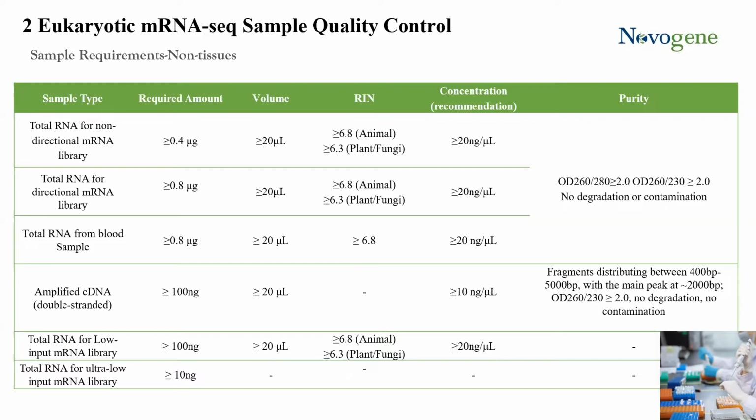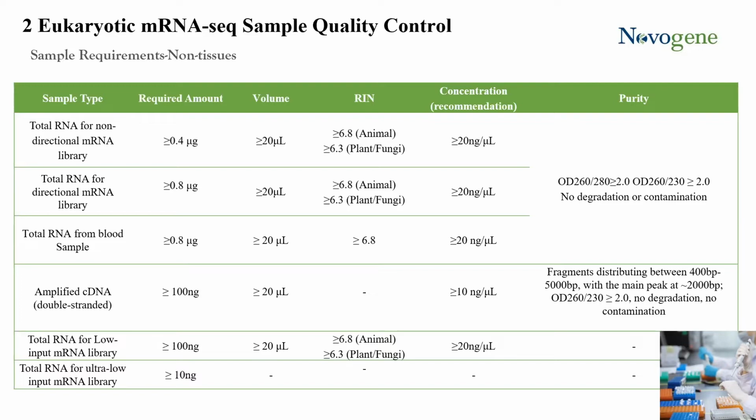If you're submitting total RNA from blood samples for globin clear or globin zero, we expect you to submit greater than or equal to 0.8 micrograms, as well as greater than or equal to 20 microliters. The RIN value needs to be greater than or equal to 6.8 and a concentration of greater than or equal to 20 nanogram per microliter. We Novogene also accept amplified double-stranded cDNA as the starting material. We do not accept single-stranded DNA. We only accept double-stranded cDNA as the starting material.